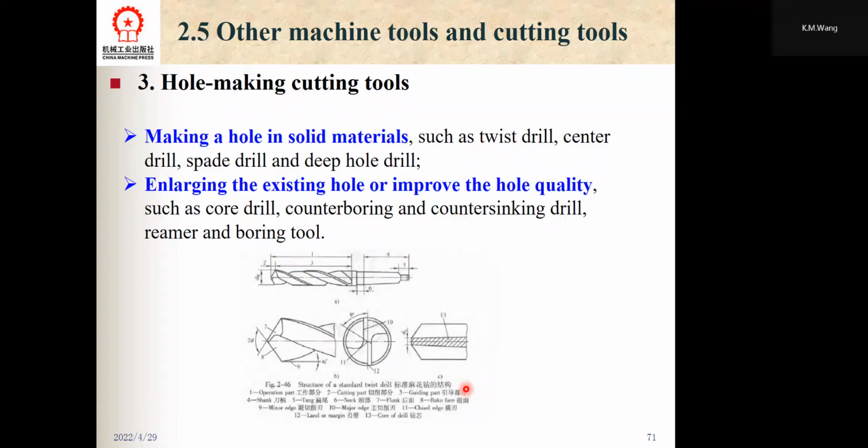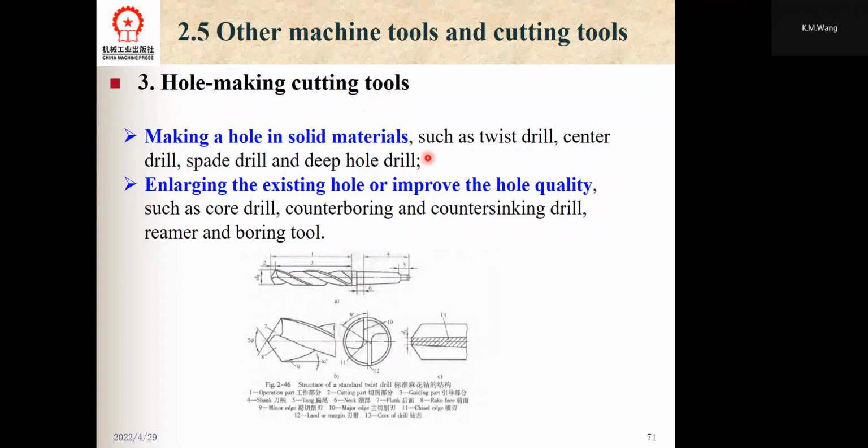So far we know that hole-making cutting tools are mainly of two types. One type is making holes in solid materials, which means the workpiece has no holes before manufacturing. The other type is enlarging existing holes or improving the hole quality. These are the two types of hole-making tools.